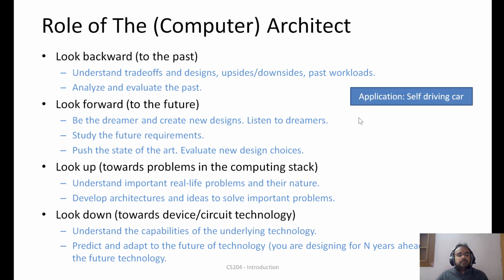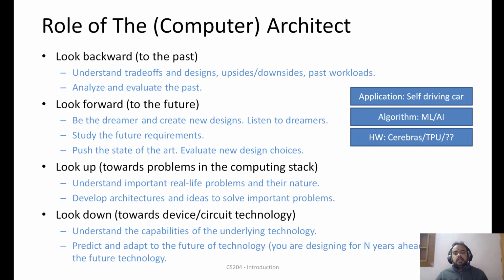For example, if our application is a self-driving car, now we need to analyze what are all the inputs that it needs, what is the reaction time that it demands, what are all the design choices that we need to imbibe, and accordingly we build an algorithm primarily based on machine learning or AI, etc. And we try to run on a hardware. At present we have Cerebras, TPU, etc. This is the role of a computer architect.